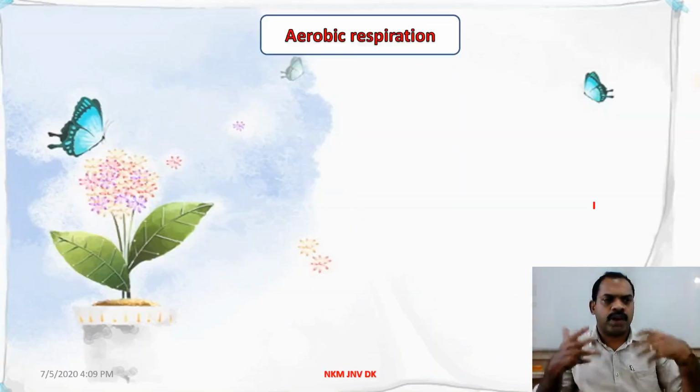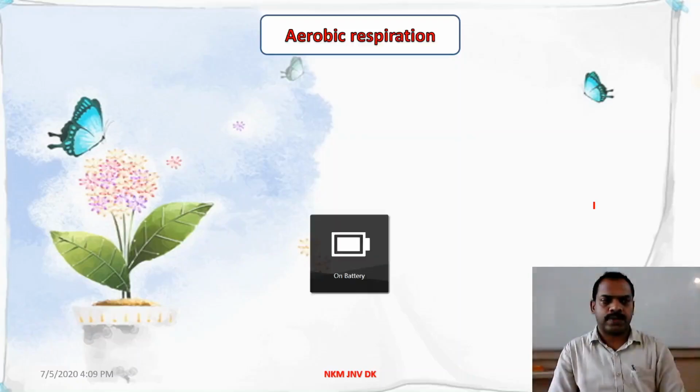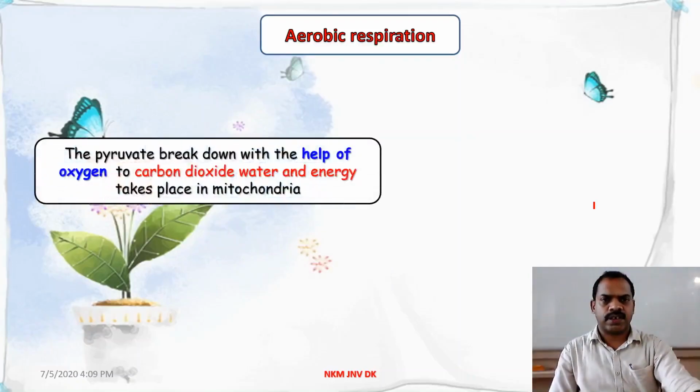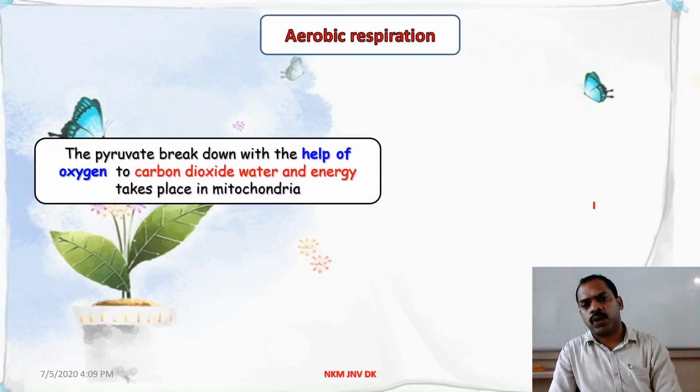Now let us see the other side, that is aerobic respiration. Okay, how does aerobic respiration function? In this case, the pyruvate is broken down into carbon dioxide and water and energy with the help of oxygen. That is a very important change. Here also pyruvic acid is breaking down, energy is produced, carbon dioxide is here, water is here. But here the involvement of oxygen is here.